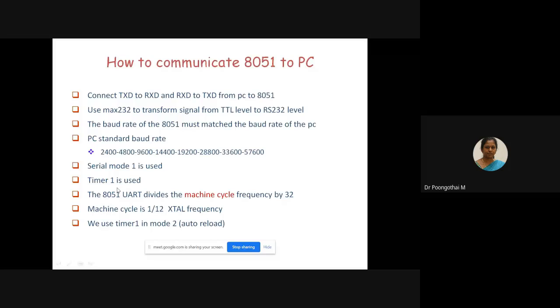It is an 8-bit auto reload. As we know, your 8051 frequency is internally divided by 12. Again, it is divided by 32 by using your UART. So the UART divides the machine cycle frequency by 32, so that clock pulses are given to your timer 1 to generate the baud rate.